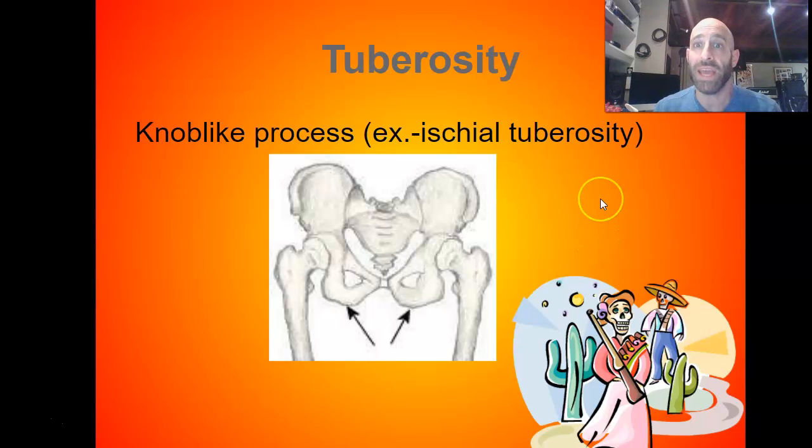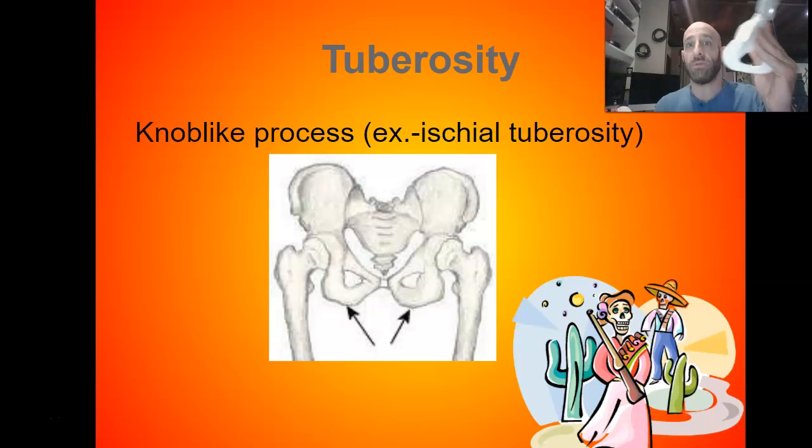All right, the first one is called a tuberosity. And a tuberosity is what they consider a knob-like process. Now, these are where the terms start to get a little bit, for me, it's hard to distinguish between them. So I'm not going to focus a lot on this, but I just want you to become familiar with the terms.